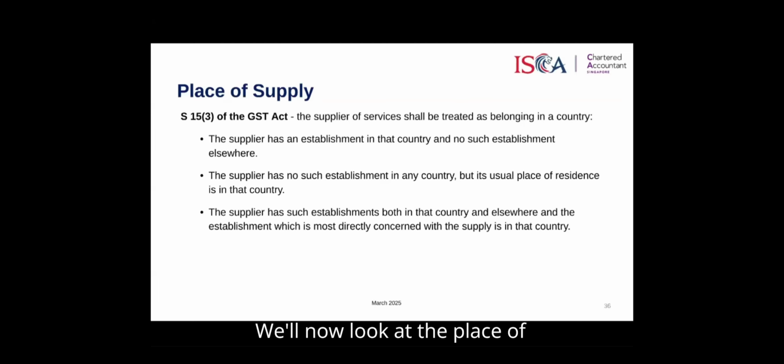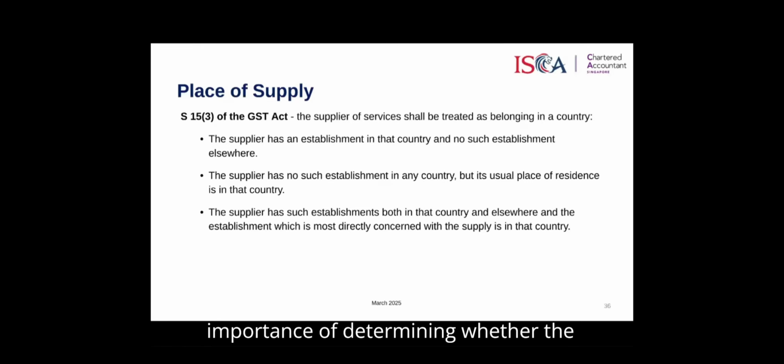We'll now look at the place of supply. Place of supply is determined by Section 15.3 of the Goods and Services Tax Act. The supplier of services shall be treated as belonging in a country based on the following criteria. 1. The supplier has an establishment in the country and no such establishment elsewhere. 2. The supplier has no such establishment in any country, but its usual place of residence is in the country. 3. The supplier has such establishments both in that country and somewhere else, and the establishment which is most directly connected with the supplier is in that country.